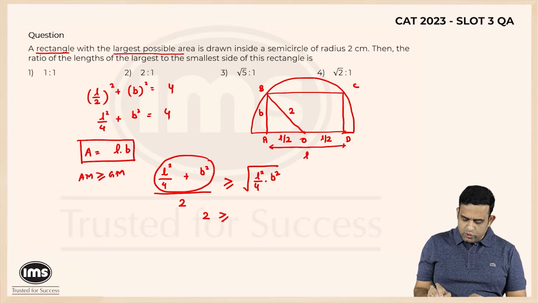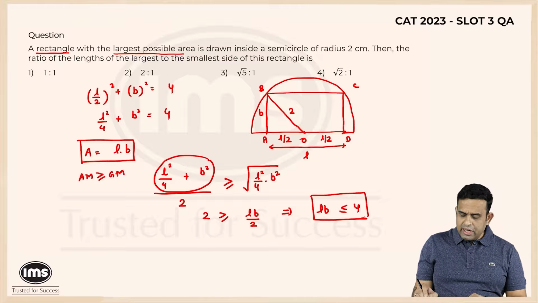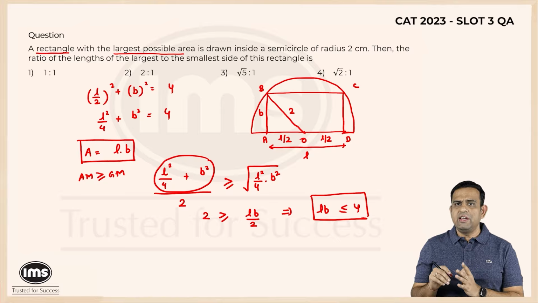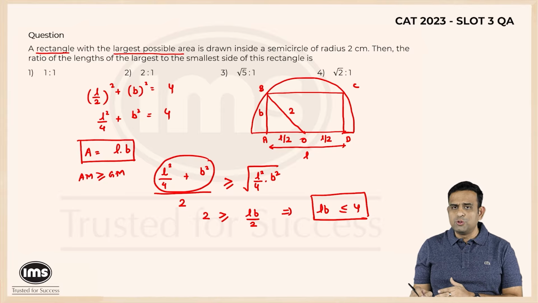2 is more than or equal to, this part becomes LB by 2. Or one can say LB would be less than or equal to 4. So one can notice that LB is less than or equal to 4. It simply means in this particular case, the max possible area will be equal to 4.